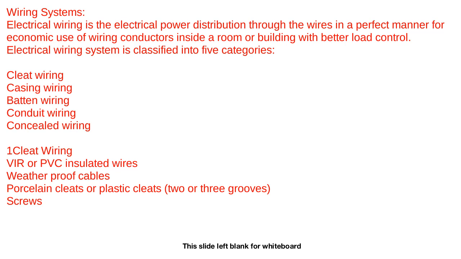So we have the procedure, how we go about the cleat wiring. In this type of wiring, we use either VIR or PVC wires. Those wires are braided and compounded on walls or ceiling with the help of porcelain cleats. The wires can be weatherproof, so that they're able to withstand harsh weather conditions. And simple wire laying is done in this scheme of wiring.